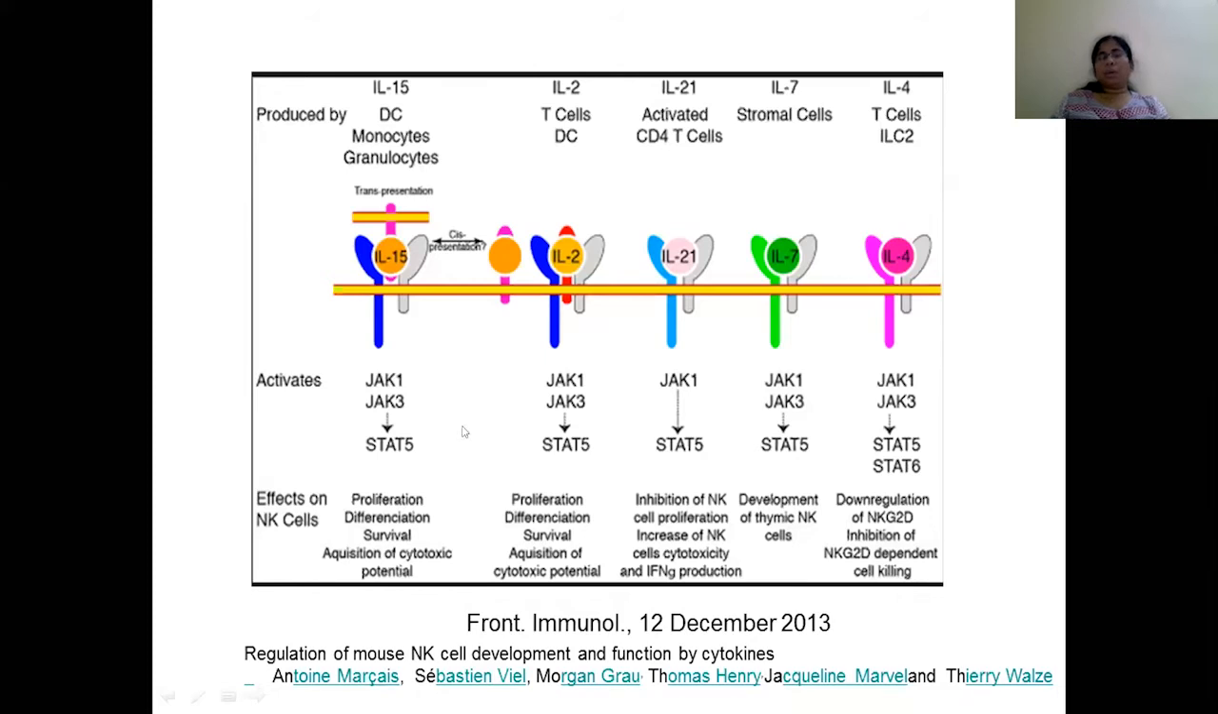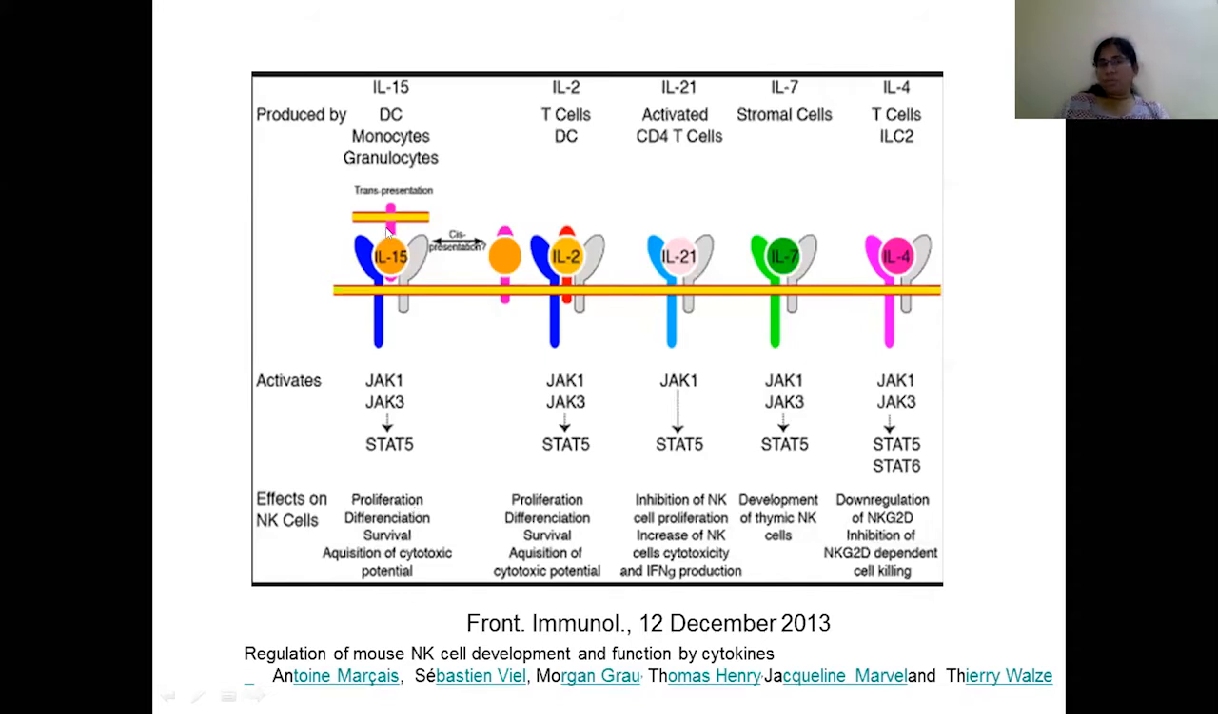So now, other than interleukin 15, which is the main cytokine that ultimately leads to the differentiation of the common lymphocyte progenitor into the NK cell, this interleukin 15 also leads to proliferation and differentiation. It keeps the survival of NK cells, and it also leads the NK cell to gain its functional potential of cytotoxicity.